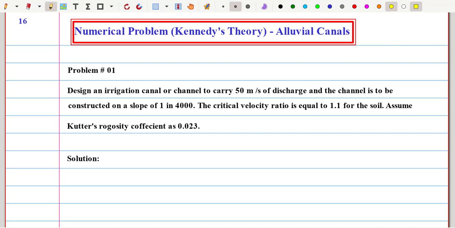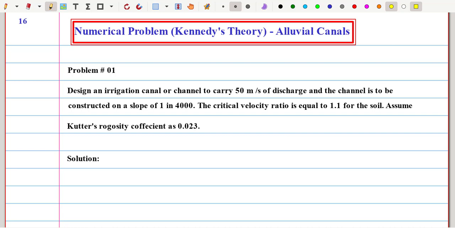And the next thing which is given to us is CVR, right? Critical velocity ratio, which is equal to CVR, or it is represented with small m, and the value is 1.1. Again, this is a ratio, so it is unitless. The next thing given to us is Kutter's coefficient, which we represent with n, right, which is equal to 0.023. So this is the given data.